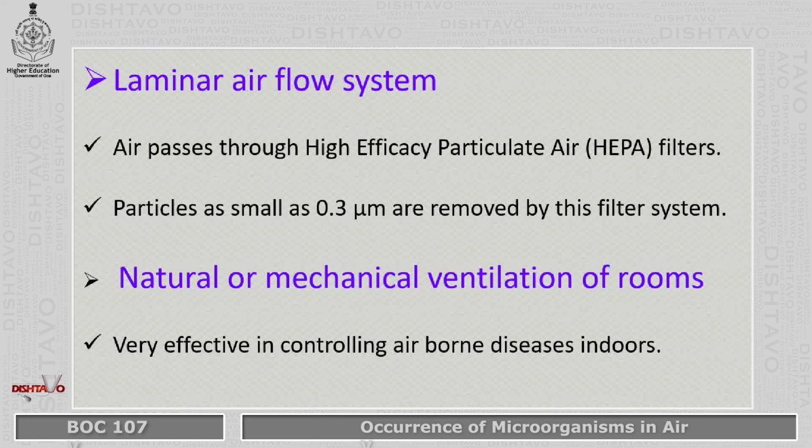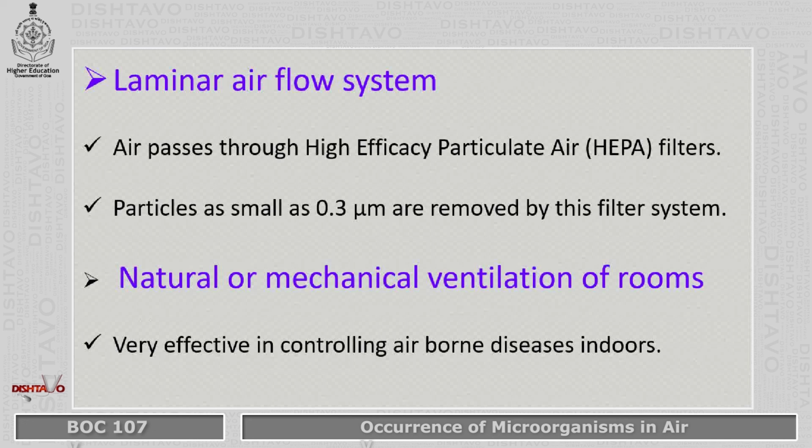In the case of the laminar airflow system, the air is allowed to pass through high efficiency particulate air filters of cellulose acetate. Particles as small as 0.3 μm are removed by this filter system, and thus it helps in cleaning up the air which enters a room from any microbial contamination.